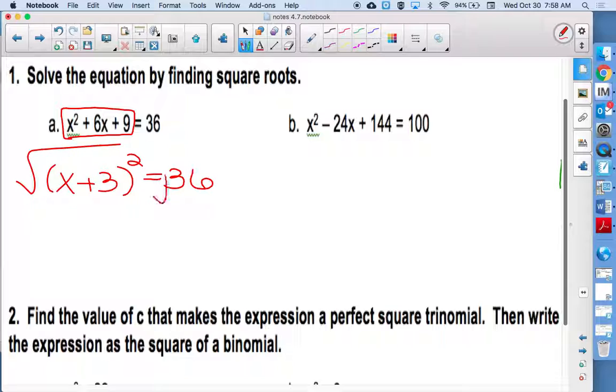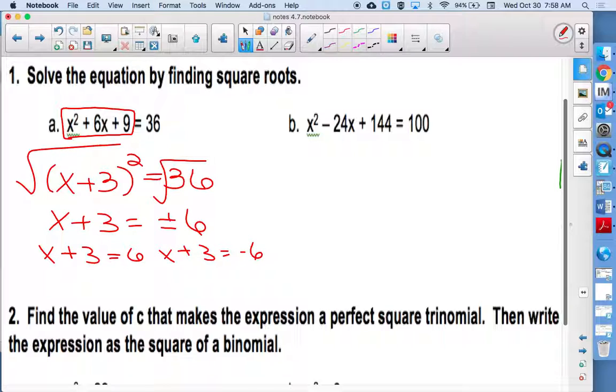And the square root of 36 is? And it's also negative 6. So we're going to have 2 answers. And those 2 answers, Gavin, are? 3, 9, and... Nope, you were right the first time. 3. 3 and negative 9.